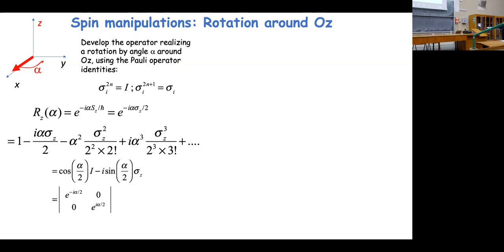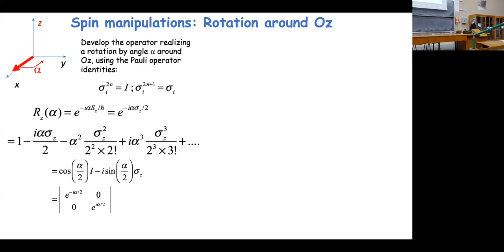And you get now that the rotation of a spin takes a very simple form. It's cosine alpha over 2 times I minus i sine alpha over 2 times sigma z. And this is an example of what I said before. Any operator is a linear combination of I and sigma z, here with cosine and sine of alpha over 2. When you expand this as a 2 by 2 matrix, you find that this rotation just multiplies the plus state by e to the minus i alpha over 2 and the minus state by e to the plus i alpha over 2.